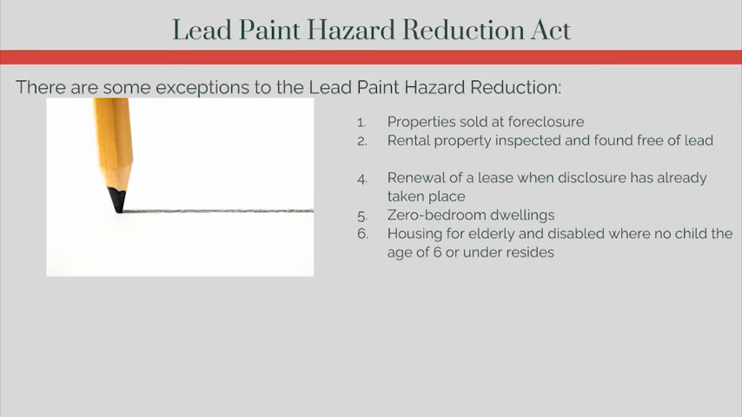There are some exceptions to the lead paint hazard reduction. 1. Property sold at foreclosure. 2. Rental property inspected and found free of lead. 4. Renewal of lease when disclosure has already taken place. 5. 0-bedroom dwellings. And 6. Housing for elderly and disabled where no child the age of 6 or under resides.